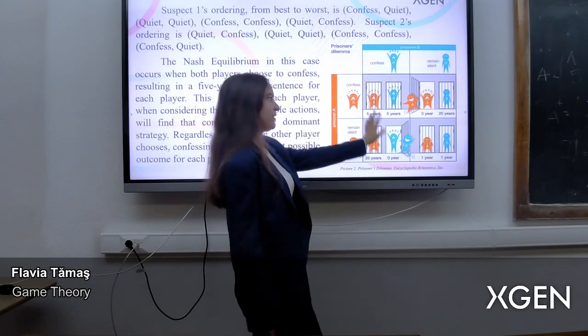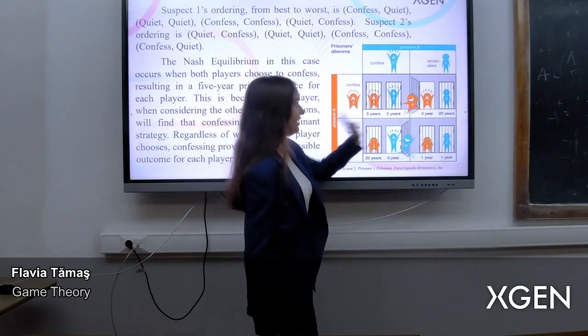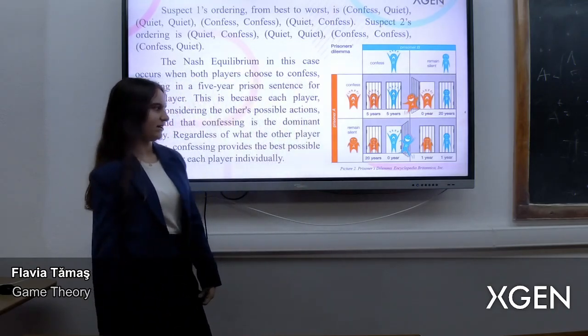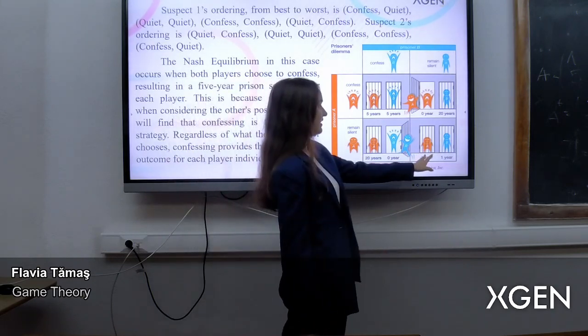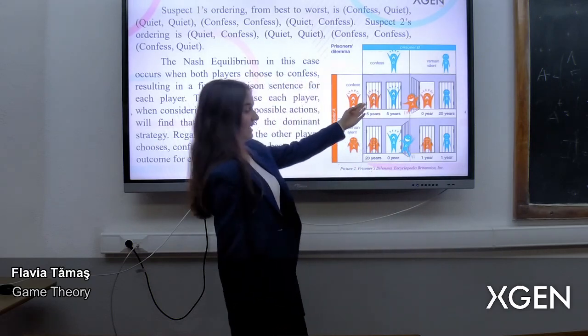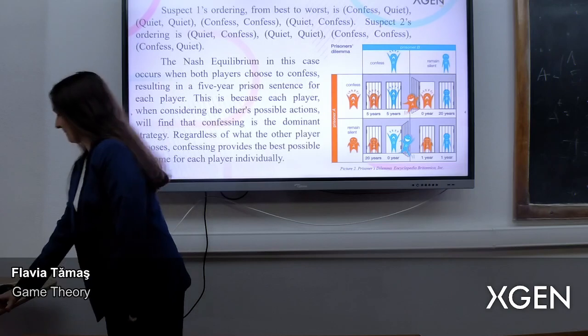So the Nash equilibrium in this case will occur when both prisoners confess and both get 5 years. As I've said earlier, this is not the best possible outcome for them, because if they could cooperate with each other, they could get 1 year each. But the Nash equilibrium is the most stable state in this case.